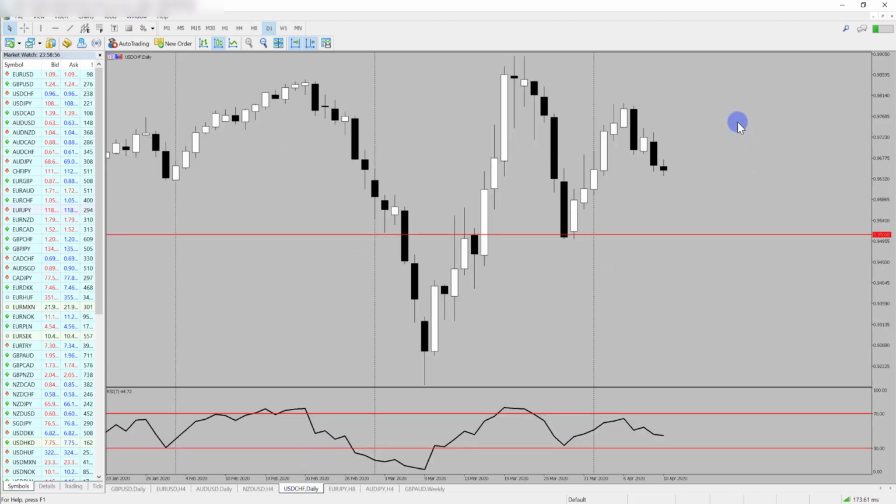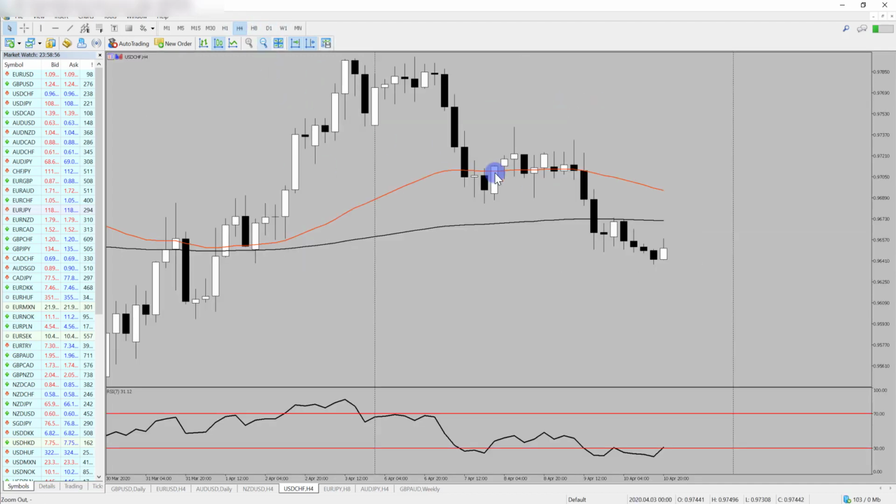Dollar Swiss, Swissy is not really on the cards to buy or sell. It's just kind of hovering around on the strength and weakness table. But dollar Swiss is definitely something that's interesting on this market.